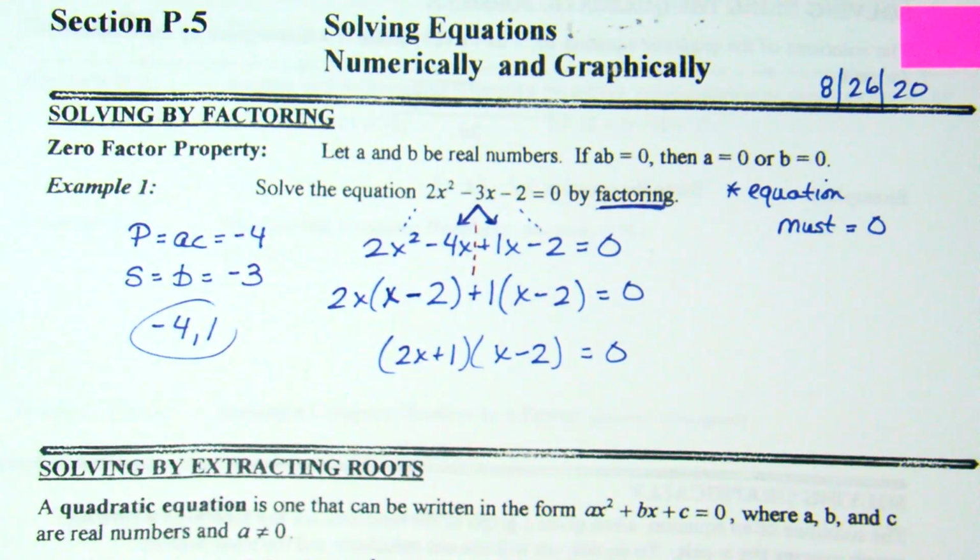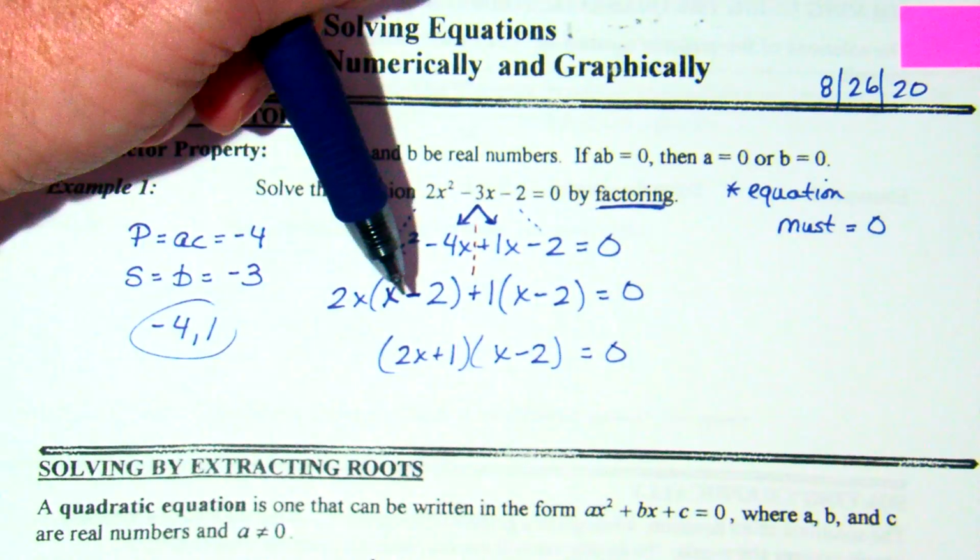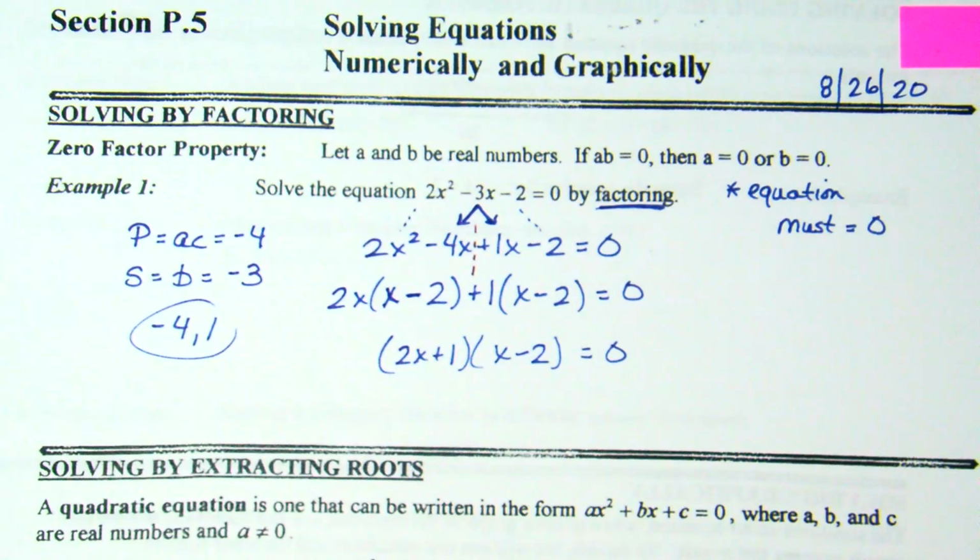Okay? Because what we're really doing is factoring out the factor of x minus 2, and then we're left with the pieces 2x plus 1. If your x minus 2's don't match here, you've got a problem. Back up and see what went astray.